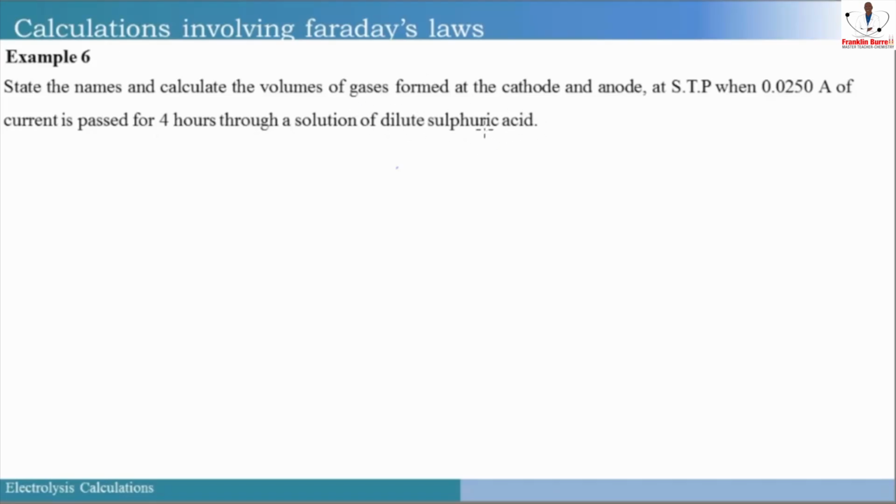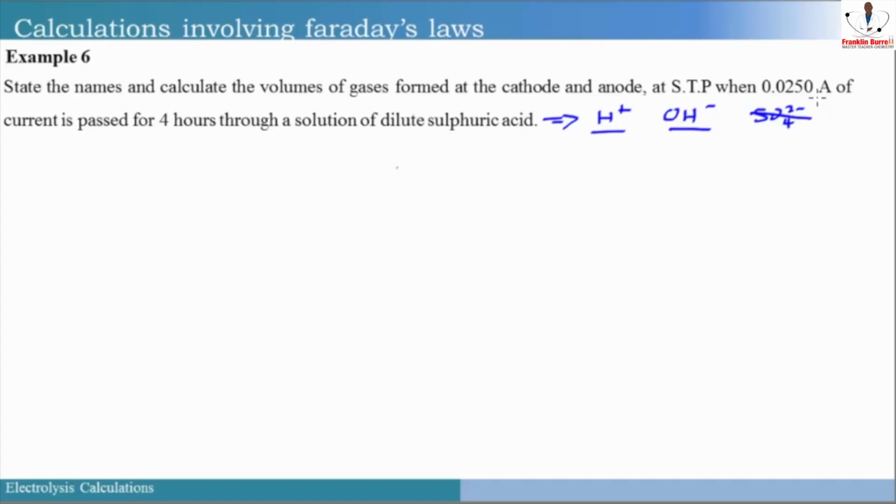So right away, we need to see that the ions present in dilute sulfuric acid will be H plus and OH minus. We also have SO4 2 minus, but remember that OH minus is lower in the electrochemical series. Therefore, OH will be liberated at the anode, while H plus will be liberated at the cathode. So we are not going to be looking at SO4 2 minus because it is not liberated at all.